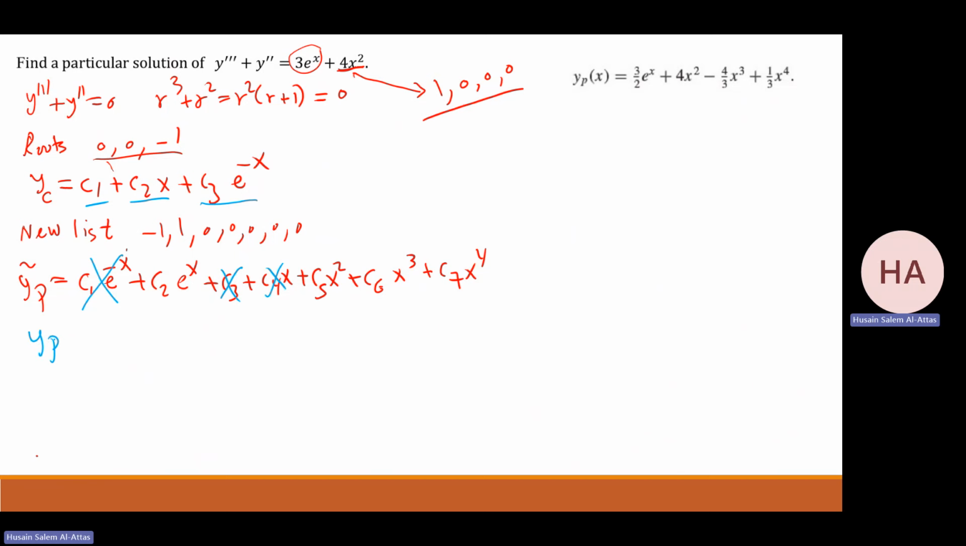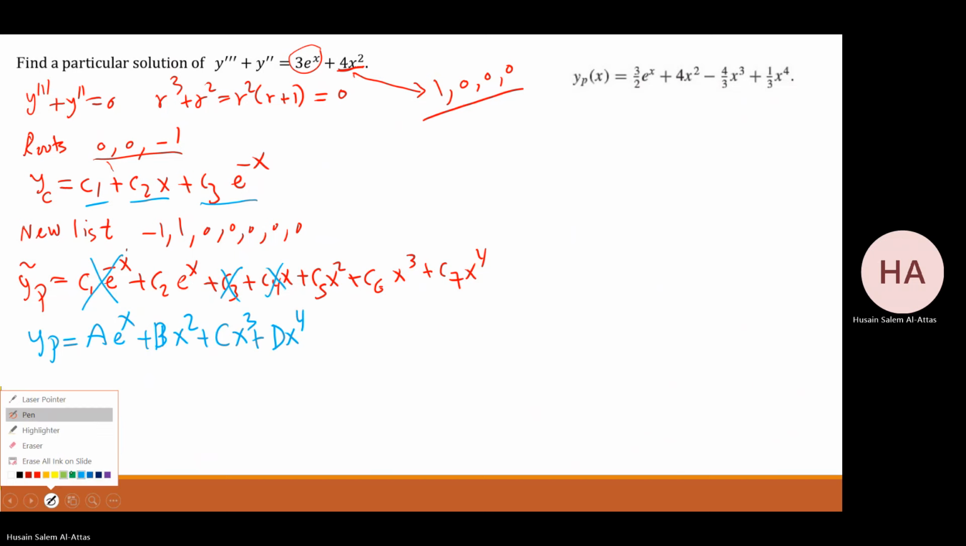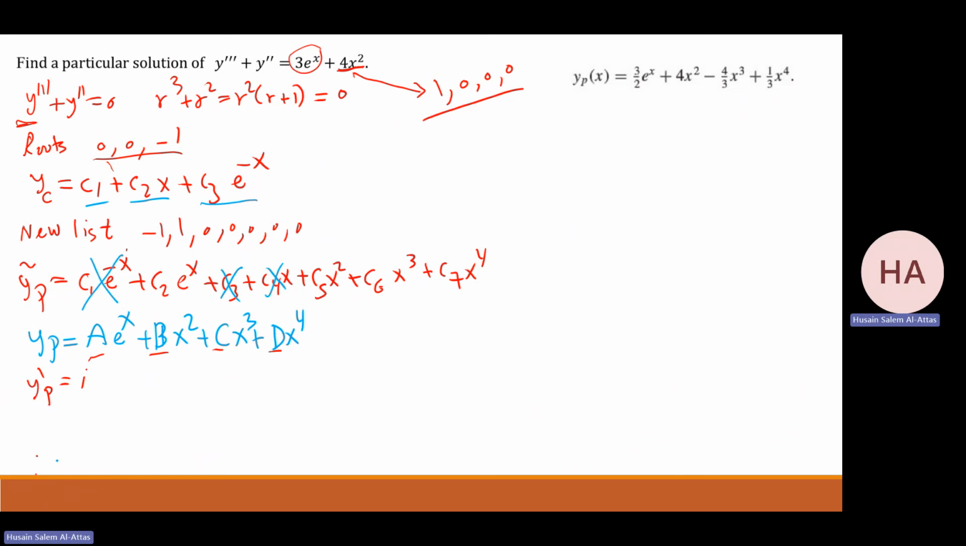So my yp will be a e to the power x plus b x squared plus c x cubed plus d x to the power 4. Now I need to find a, b, c, d. I need y triple prime. So I have yp prime. That will be a e to the power x plus 2bx plus 3cx squared plus 4dx cubed.